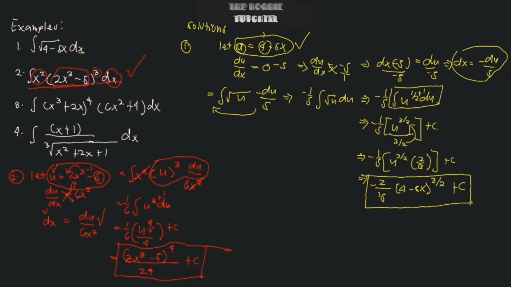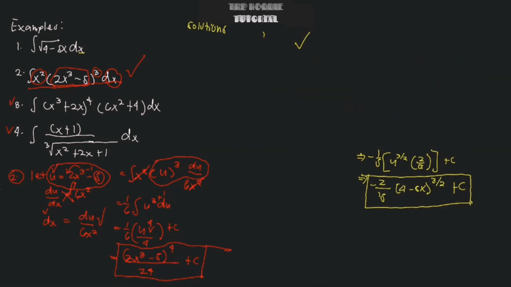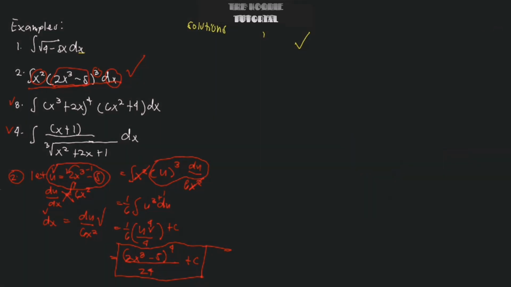So that's it. You can pause the video and answer number 3 and number 4 on your own, and let's just see how it works. So let's proceed answering number 3. We can erase number 1 since we already ran out of space. Let's delete this one. You can delete this one. So let's go to answering example number 3.